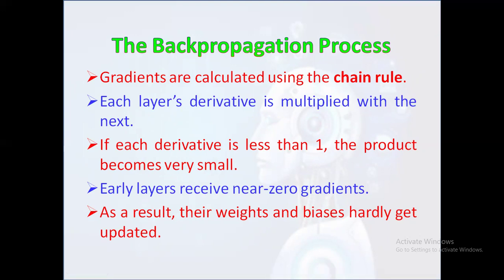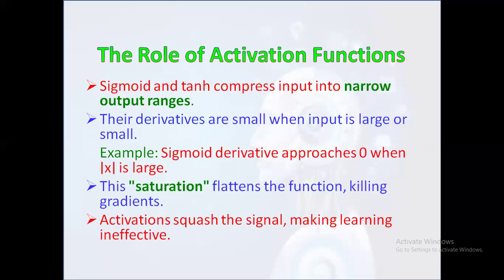This means that because early layers fail to receive adequate gradient, the optimization algorithm does not make significant updates to their weights and biases. This lack of adaptation limits the ability of the network to recognize basic data patterns or extract meaningful features. Next, the role of activation function.